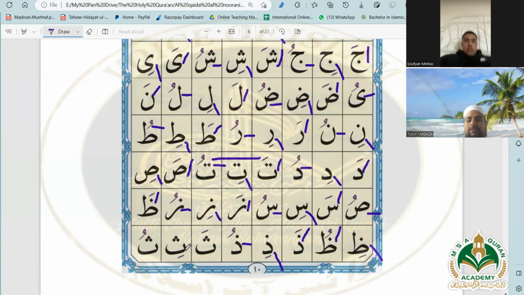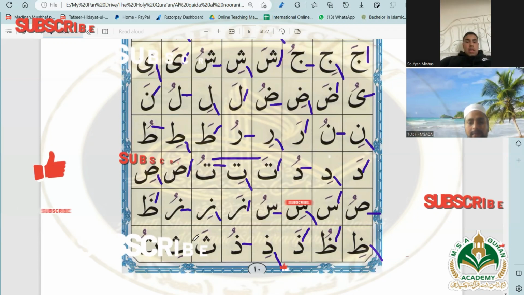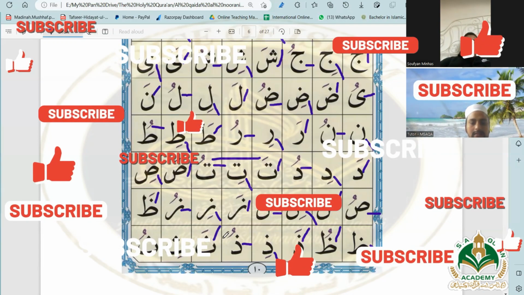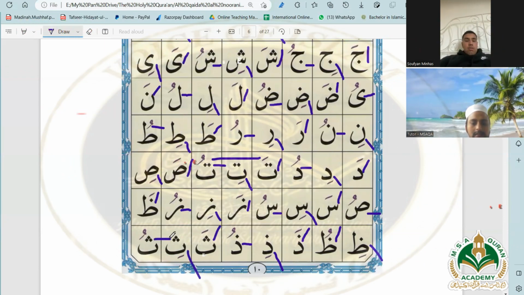This one has 3 dots. This one is sa. Sa, ta. Sa fatha. Sa kasra si. Sa kasra su. Why are you saying it kasra? This is dhamma. Sa si su.